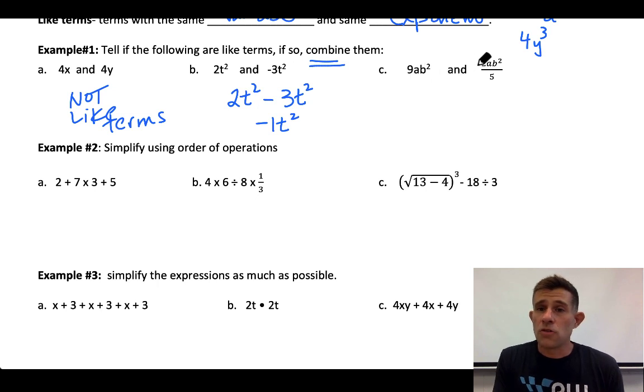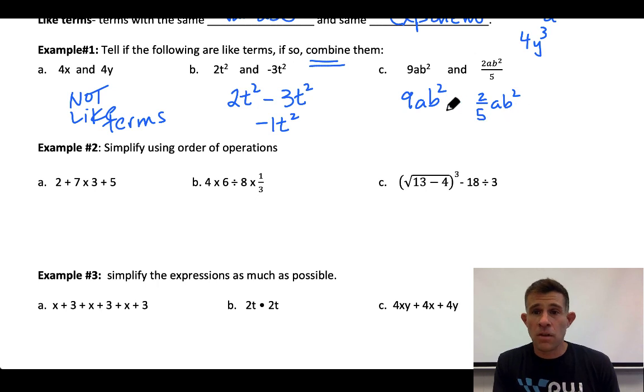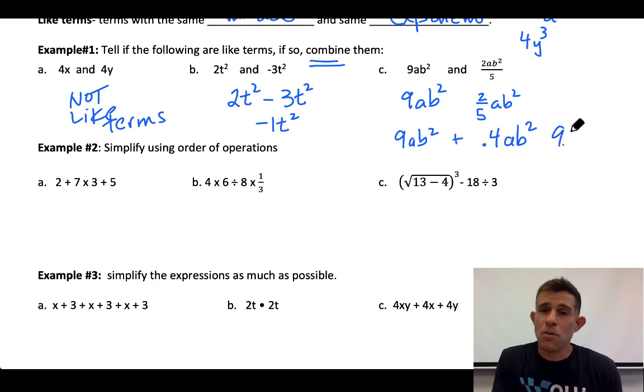9ab squared and 2ab squared over 5. Now another way to think about 2ab squared over 5 is to write it as 2/5 ab squared. And this one here is 9ab squared, and these have the same variables, a to the first exponent and b to the second exponent, and therefore they can be combined. Now 2/5, the decimal equivalent of 2/5 is 0.4, so this is 0.4 ab squared. And if I add 9ab squared to that, I'll have a total of 9.4 ab squared.